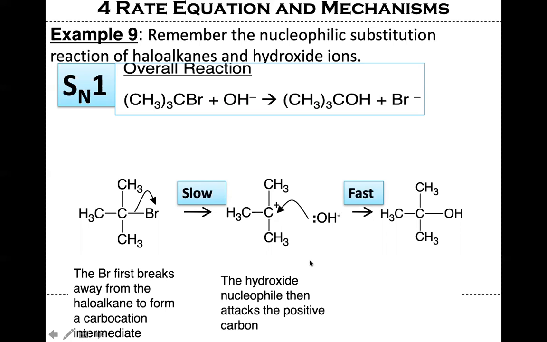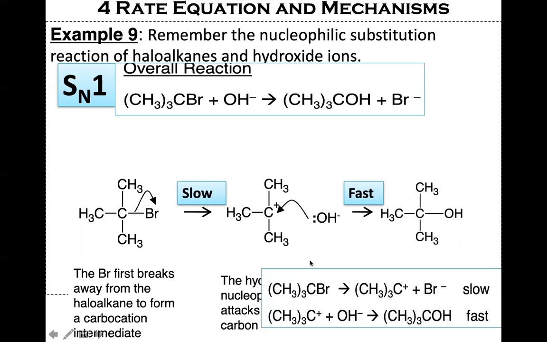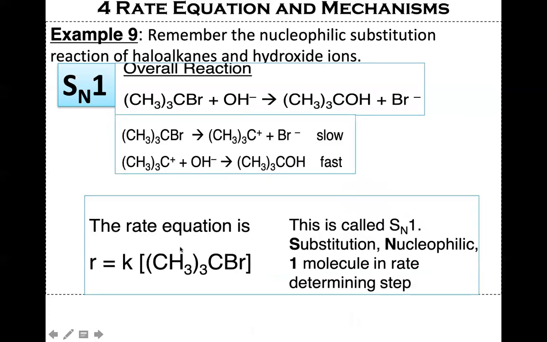I will not go into details on the mechanism. These are the two steps that make up this one whole equation, okay? The first step is the slow step and the second one is the fast step. And as you can see, because this is the slow step, the haloalkane is written down in the rate equation, but not the hydroxide ion, right? Because that's what we said.